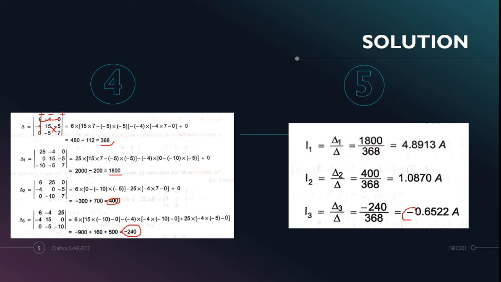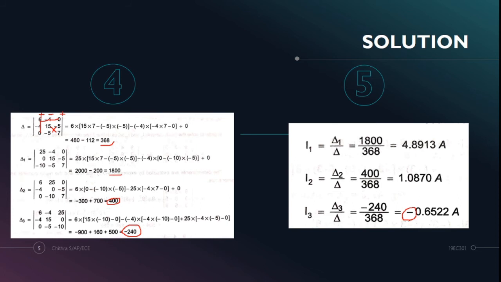The minus sign in I3 signifies that the assumed current direction is not right and actually current flows in the opposite direction. That is the actual meaning of I3 having a negative value. So this is how we apply Cramer's rule to find the mesh currents in the mesh analysis method.